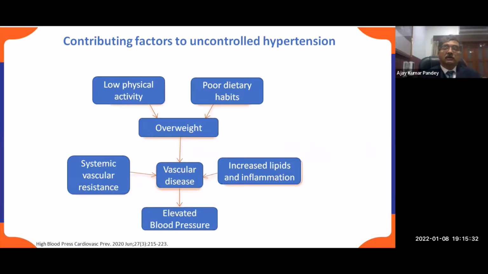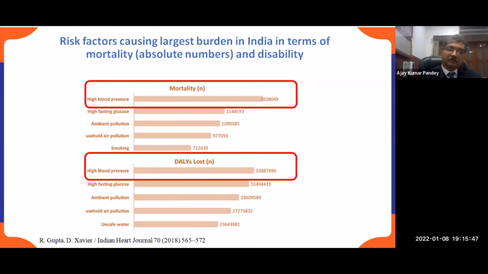So, contributing to uncontrolled hypertension, these are the important risk factors: low physical activity, poor dietary habits, overweight. These all lead to systemic vascular resistance, vascular disease, increased lipids and inflammation, and ultimately raised blood pressure. So the risk factors causing the target burden in India in terms of mortality, that's absolute number, and disability.